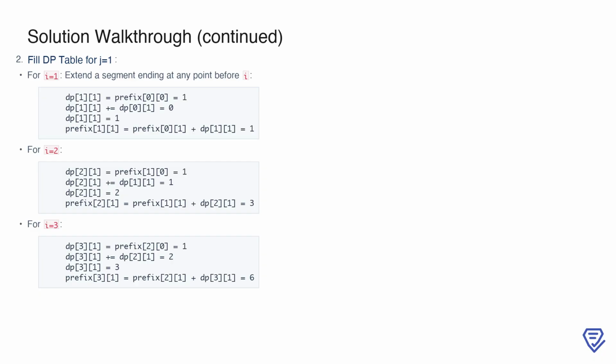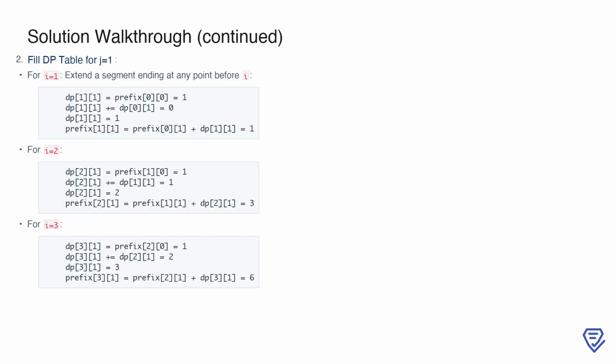Similarly, for i equals 2, we calculate dp[2][1] by adding the prefix sum of dp[1][0] and dp[1][1], resulting in 2 ways to form one segment. For i equals 3, we extend segments ending at previous points and find that dp[3][1] equals 3. At each step, we also update the prefix table to maintain cumulative sums, which will be helpful for further calculations.